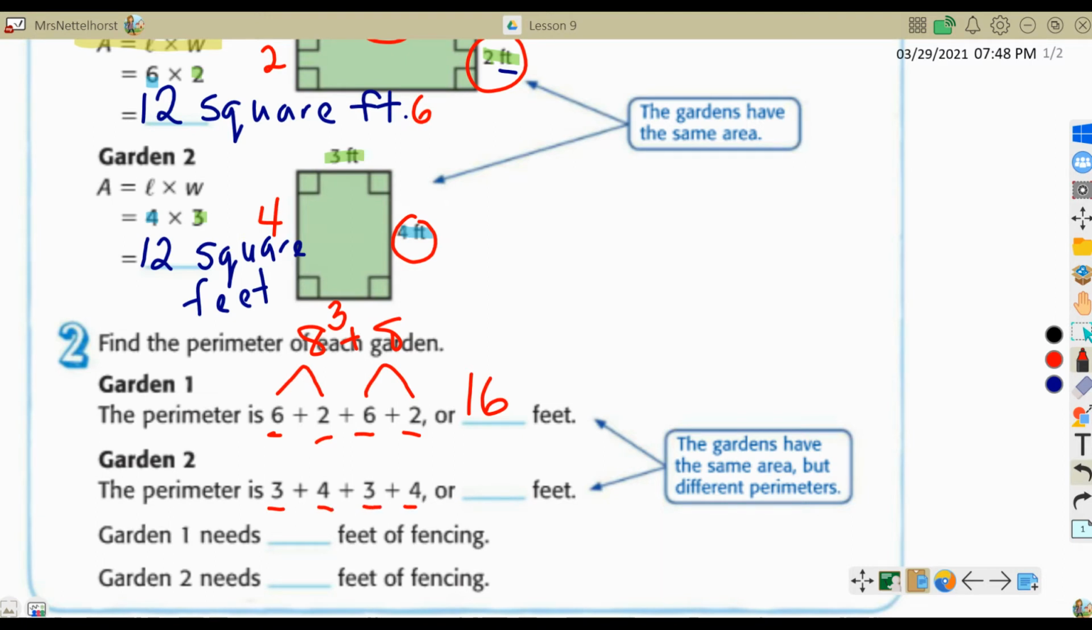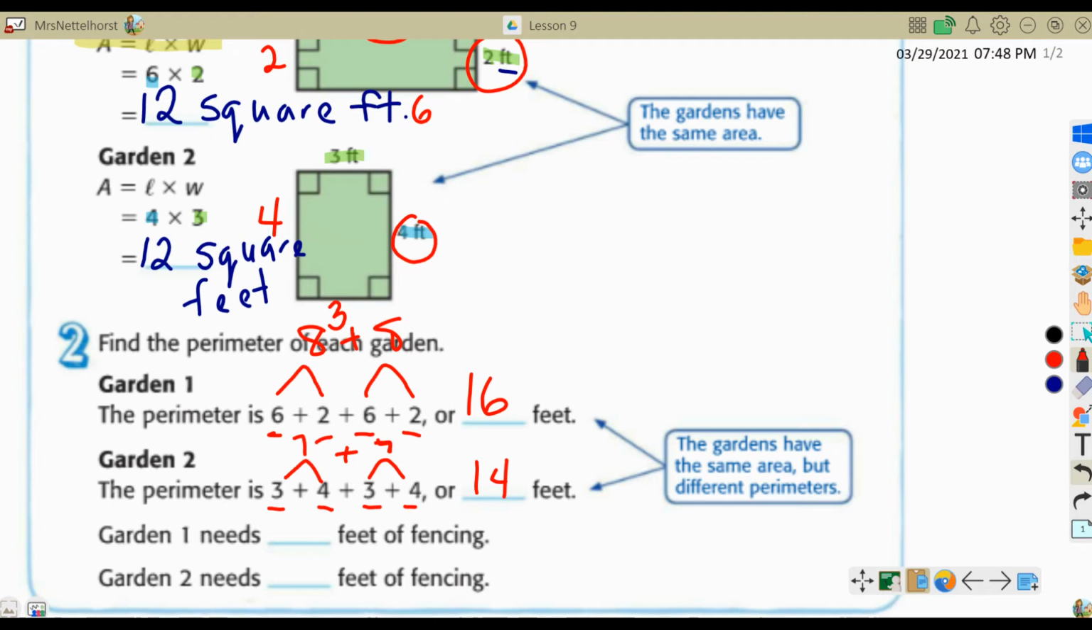So now we're going to make that simpler. We're going to do 3 plus 4 is 7. 3 plus 4 is 7. I know it looks like a 4. 7 plus 7 is 14. Again, they're not square feet. It's feet because it's linear.